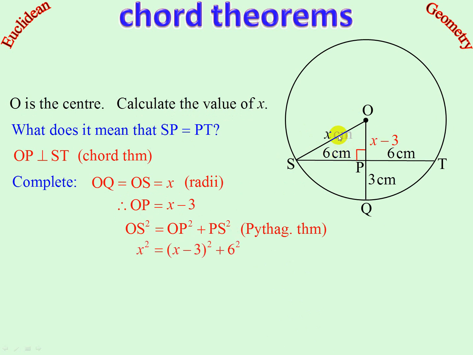That squared, hypotenuse squared, equals that squared plus that squared. Now we simplify and solve the equation, and we have that x is 7.5 centimeters.